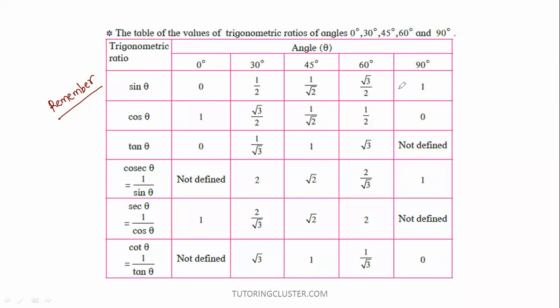Now, you have to reverse this. Okay, bring this here. Bring this 0 here. Then root 3 by 2 you can bring here. Bring 1 by 2 here. And 1 by root 2 as it is.